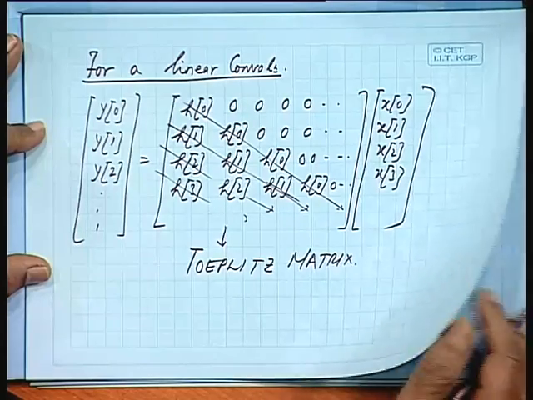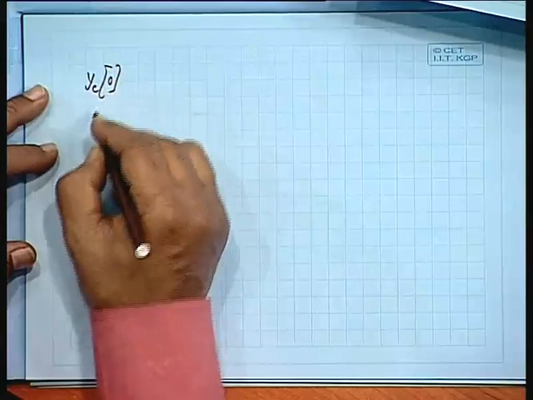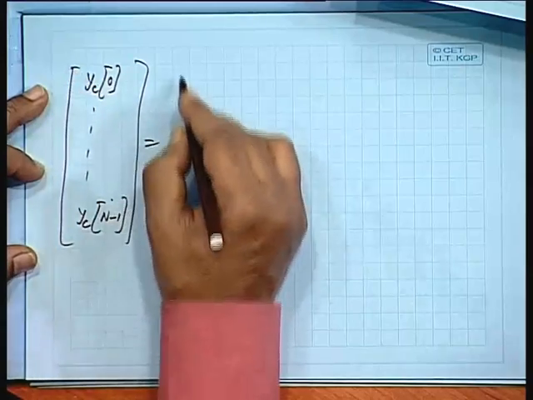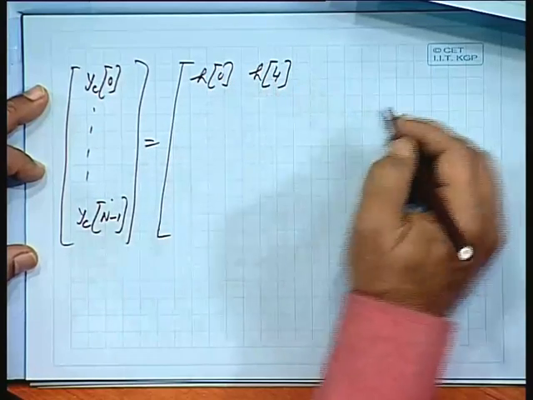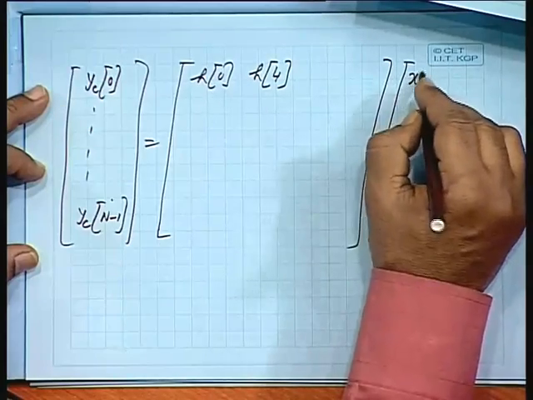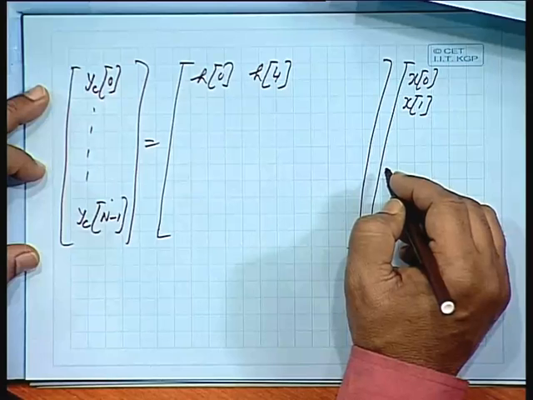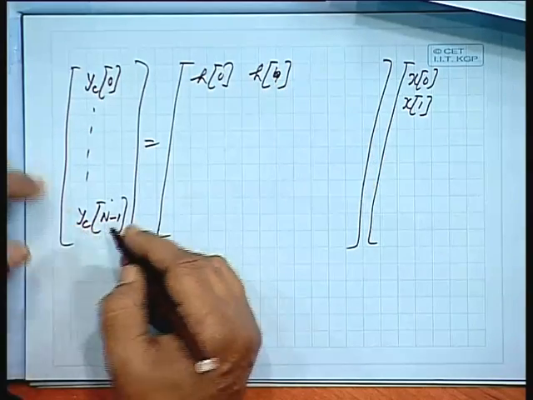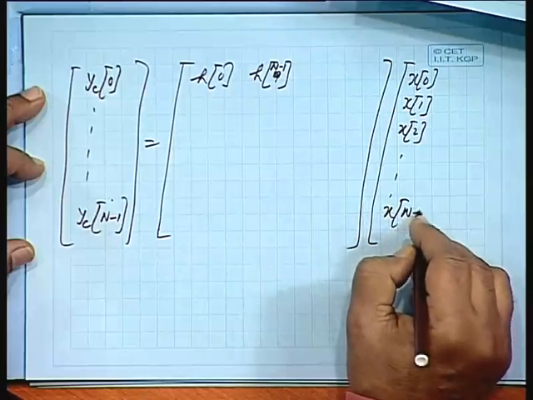Now, can you write a similar matrix multiplication form for circular convolution? What will it be like? Y c 0 and say y c n minus 1. Suppose it is an n point sequence, then what will be these values? H 0, H 1, x 0, x 1, sorry, I am taking n minus 1, because I am going back to the 4 point sequence, actually it is an n point sequence. So, this will be n minus 1, x 2 and so on, x n minus 1.